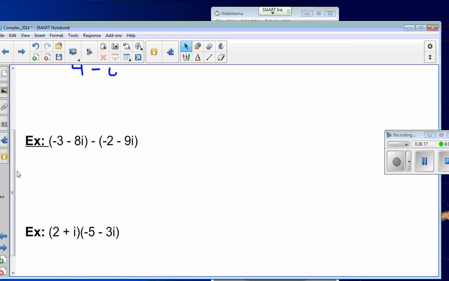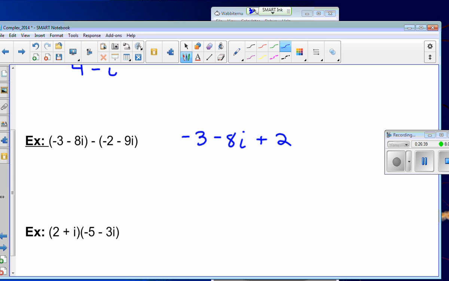This was a little bit harder without the calculator because of the what sign? The subtraction. You have to distribute that subtraction. So I would recommend, if you're going to do it without the calculator, to distribute the negative. So a negative times a negative is a positive, so I have plus 2. A negative times a negative is also another positive, so I have a plus 9i. This negative gets distributed to both. Remember that when you subtract. So now it's a matter of combining like terms.